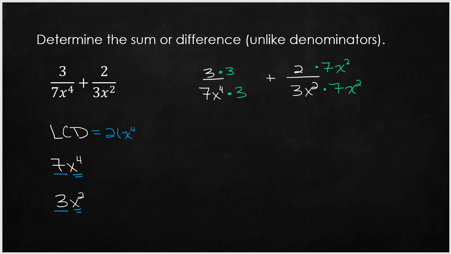So 3 times 3 is 9. 7x to the 4th times 3 gets us 21x to the 4th. 2 times 7x squared is 14x squared. 3x squared times 7x squared.